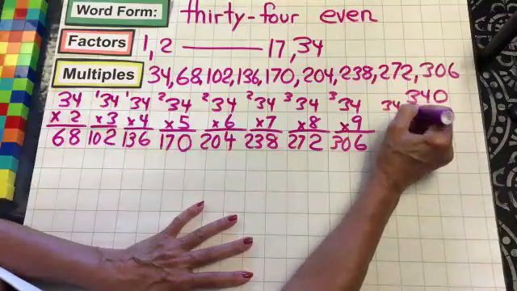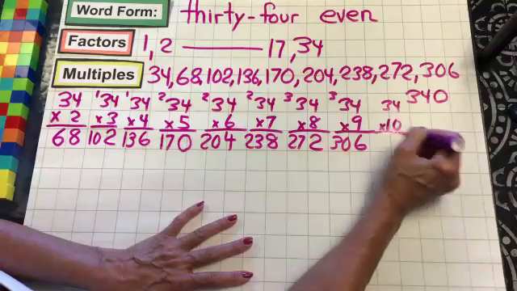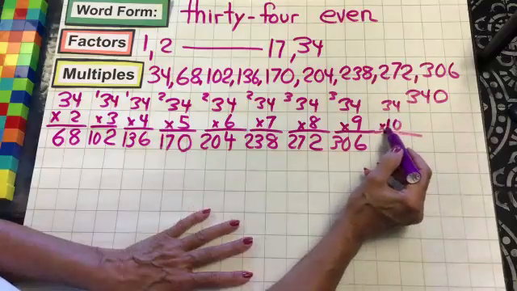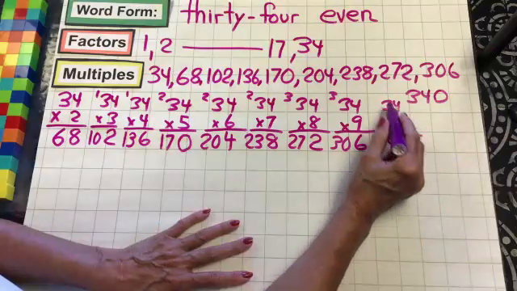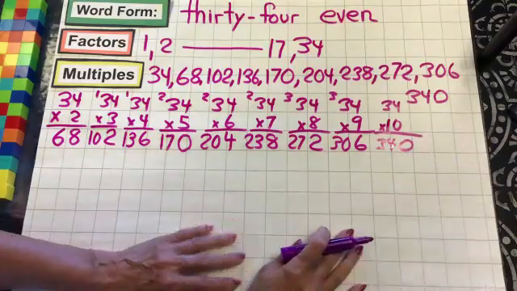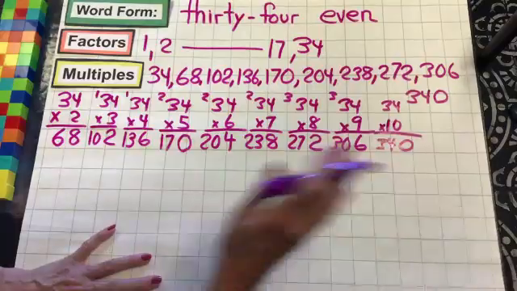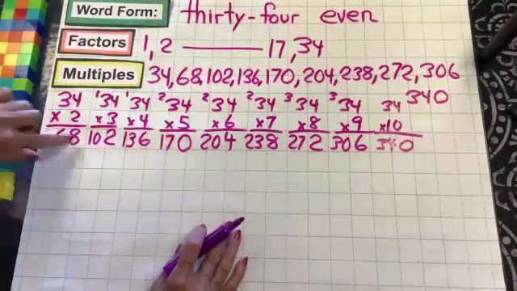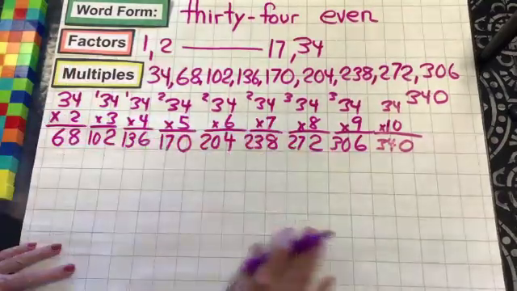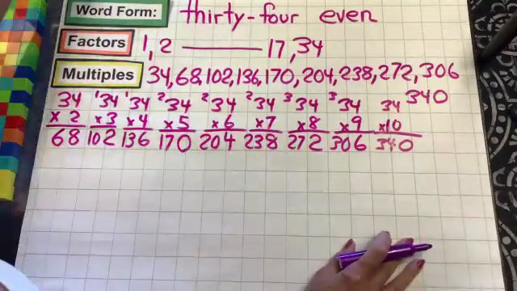And let's just go ahead and show the work here. So when we're multiplying by 10, we drop the 0 and then we say 1 times 4 is 4. 1 times 3 is 3. It looks just like that. All right, our multiplication is done. And we have the multiples. That means all the answers here when we're counting by 34.